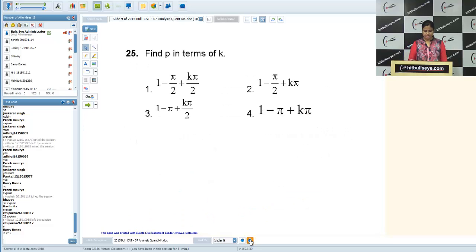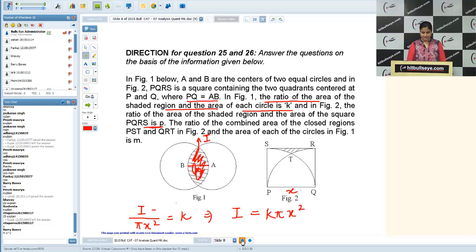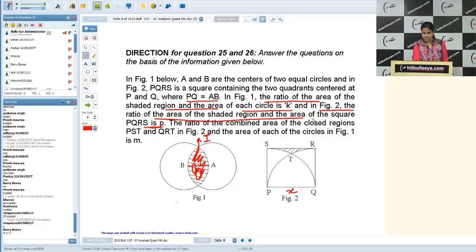So let us move. Find P in terms of K. We want to find P. Now what was P? P is, in figure 2, the ratio of the area of the shaded region and the area of the square PQRS. So let us see what is the thing.